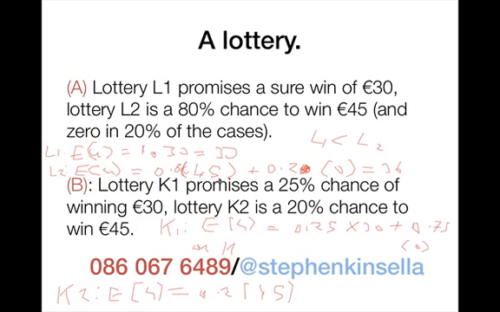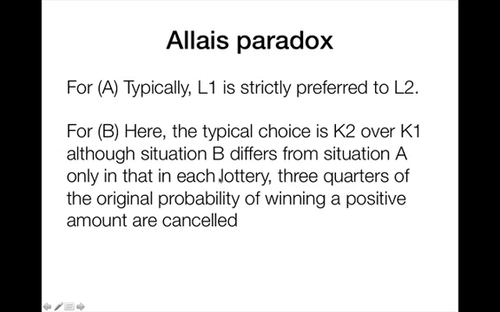So in this case, what you see for lottery B versus lottery A is a disjuncture. People aren't logical. They're not consistent between their choices of A and B. Typically, this is called the Allais paradox, after Maurice Allais, who won the Nobel Prize for this work. Also a dedicated physicist, by the way. So this is Maurice Allais. For A, typically L1 is strictly preferred to L2. For B, the typical choice is K2 over K1, although they differ only in that in each lottery 3/4 of the original probability of a positive amount are cancelled.